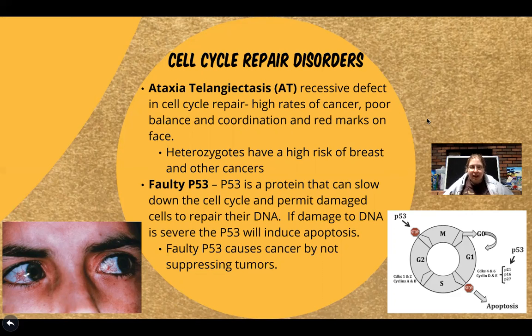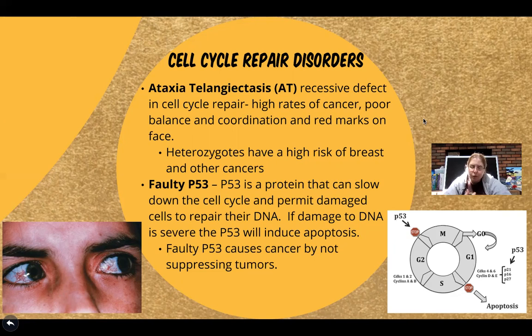So AT, and this is a recessive disorder. It's because of a defect in cell cycle repair. Now, because it is a cell cycle repair, it does tend to lead to high rates of cancer, because a lot of times after the cell goes through division and mitosis, it checks to see, okay, is everything okay? If everything is not okay, we'll go to G0, which you see here, and it'll try and fix itself. If it can fix itself, it goes back to G1. If it can't, it goes to apoptosis, which is programmed cell death.